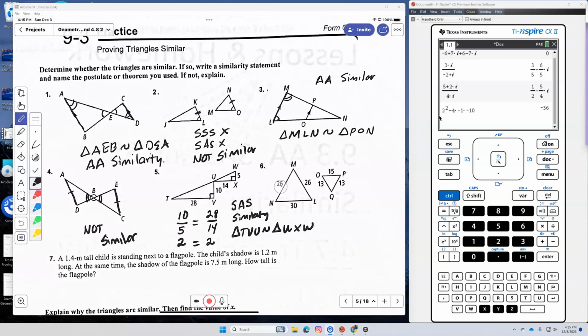For number six, we have two triangles, and we know they're isosceles. Segment MN is congruent to ML because they're both 26. OQ is congruent to PQ because they're both 13. And if I did the ratios, we have 26 is to 13, 26 is to 13, and 30 is to 15. And we know that the scale factor is 2. So these two triangles are similar because of side, side, side. So we have triangle NML is similar to triangle OQP.